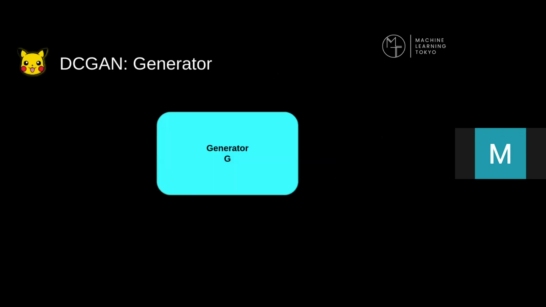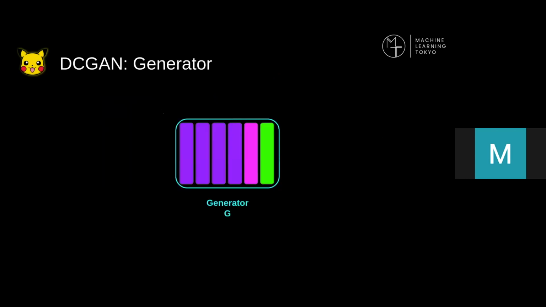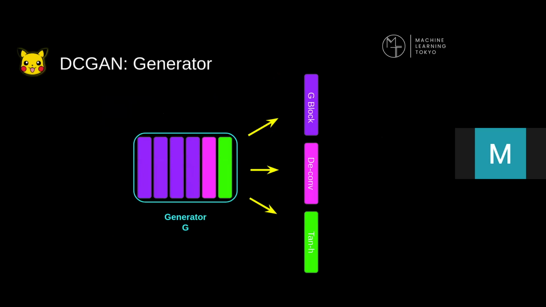So if we dive deeper into the generator, it consists of 3 different components, right? And these are all G blocks.